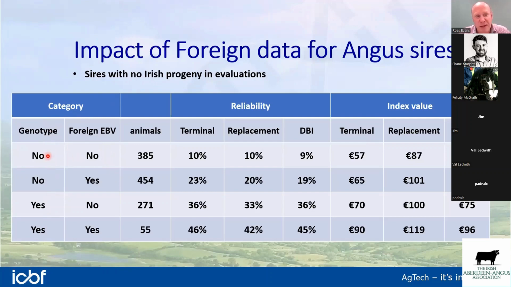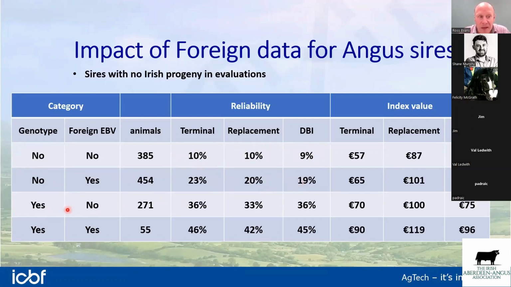When you see the first category of animals, where they don't have a genotype or a foreign EBV to integrate, about 385 animals in that category, you can see the reliabilities are low. We don't have a whole lot to go on with these animals. The average reliability is only 10% for terminal replacement and 9% for DBI. In the next category, where we still don't have a genotype but we have a foreign EBV, you can see that the reliabilities are increasing. So you're getting a little bit more information into the system by virtue of integrating the foreign EBVs.